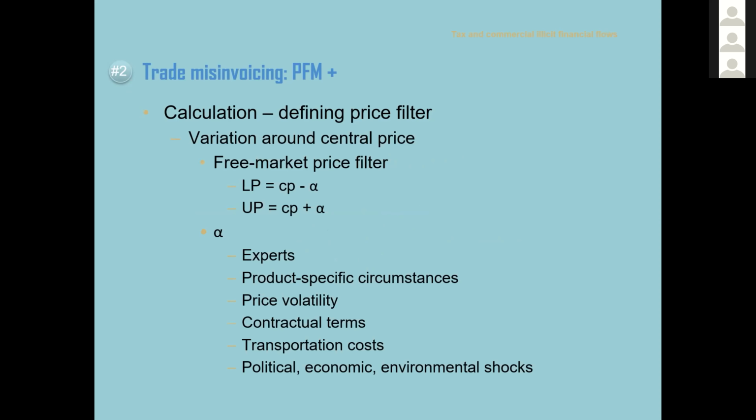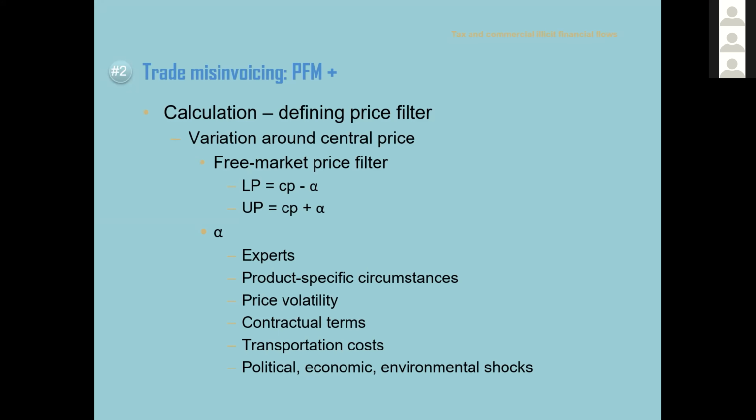The second option is to define the lower and the upper bound prices using the variation around the central price. So we have the lower bound price defined as the central price minus alpha, and the upper bound price as the central price plus this alpha. Whenever we use the free market price filters, this is something that can be done.